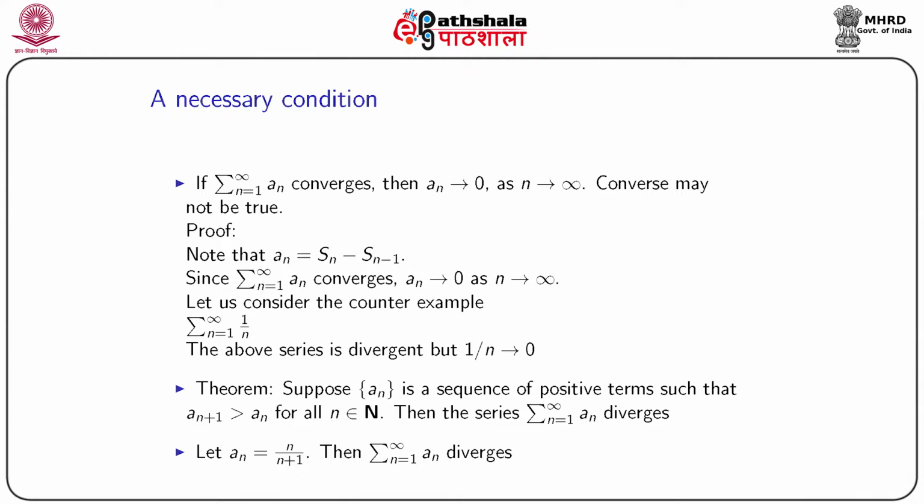Consider an as n over n plus 1. Then an plus 1 is n plus 1 over n plus 2, and it can be shown quite easily that an plus 1 is greater than an. So the series sum over n from 1 to infinity of n over n plus 1 diverges.